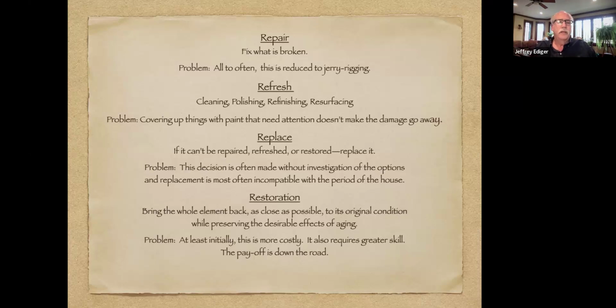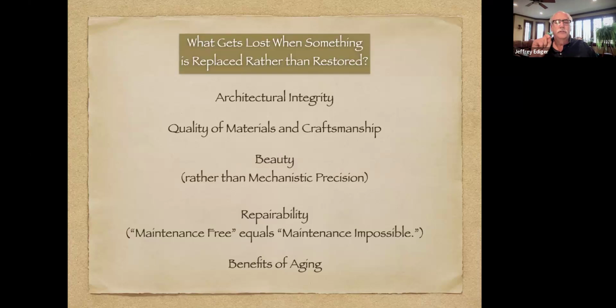So let me give some examples of this. Oh, first, I forgot about this slide. Because replacement is so common, I thought I'd go into a little bit about what you get, what you lose when you replace something. You lose architectural integrity most often. We were talking earlier before the seminar about reproduction versus antiques, and reproductions just don't do it for me.